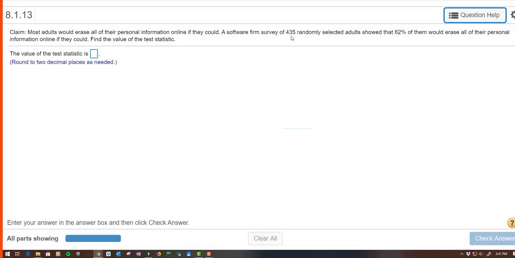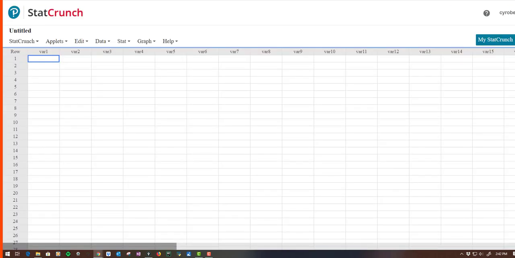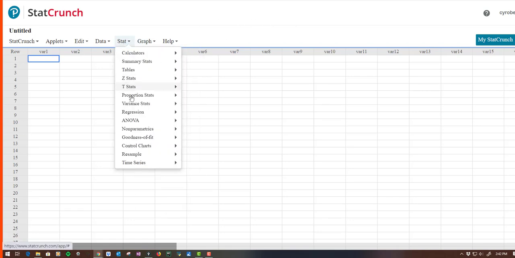Now, here, notice that all I'm given is n, and then I'm given a p. So what I could do is do this pretty quickly, either write it out, or I could use StatCrunch. So if I go to StatCrunch, I have 435 and then I have 62%. So I go to Stat, Proportion Stats, One Sample, With Summary, because I don't have data.